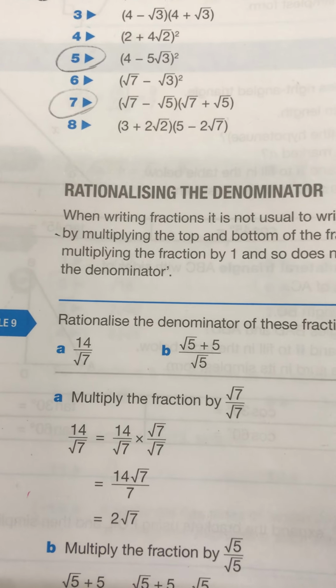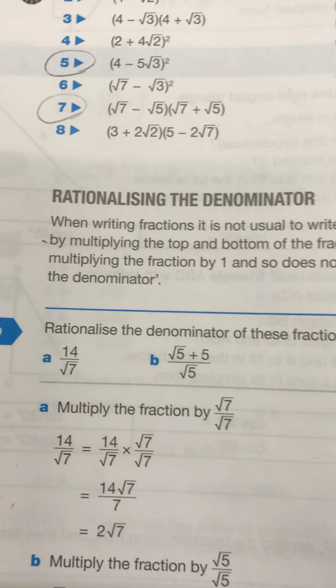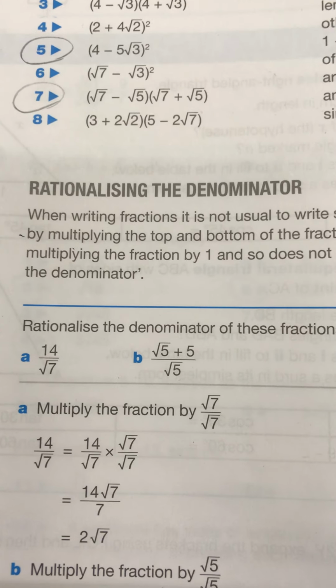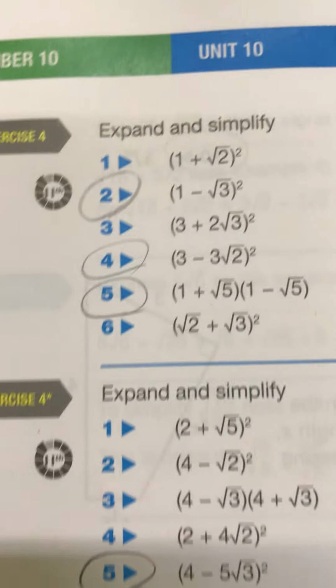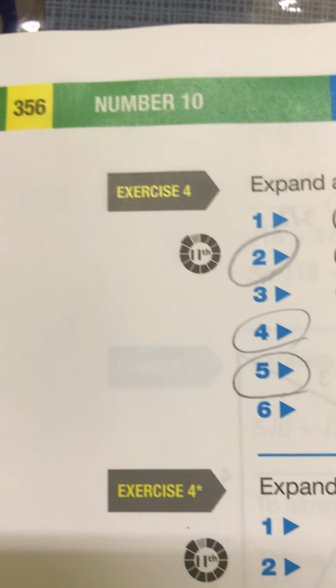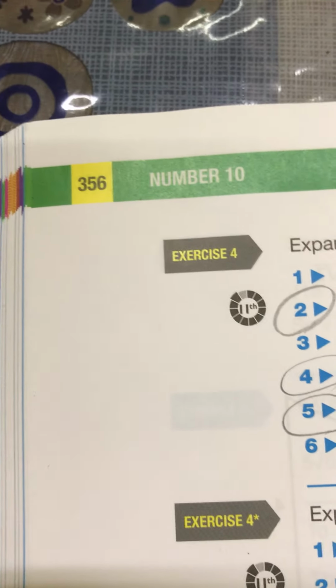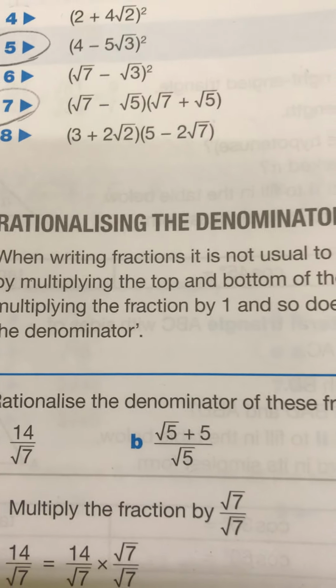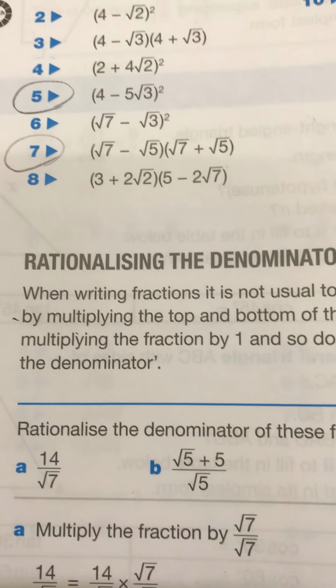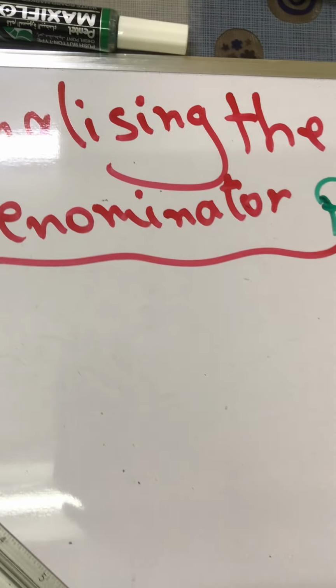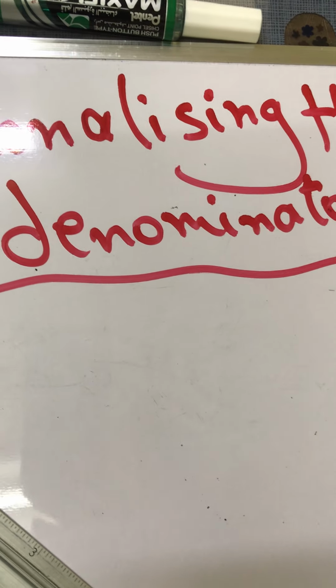Bismillahirrahmanirrahim. Our lesson today is rationalizing the denominator. Our lesson is on page 356. Again, on page 356, please, your book with me. Don't open your book until I finish my explanation. Okay, so, rationalizing the denominator.